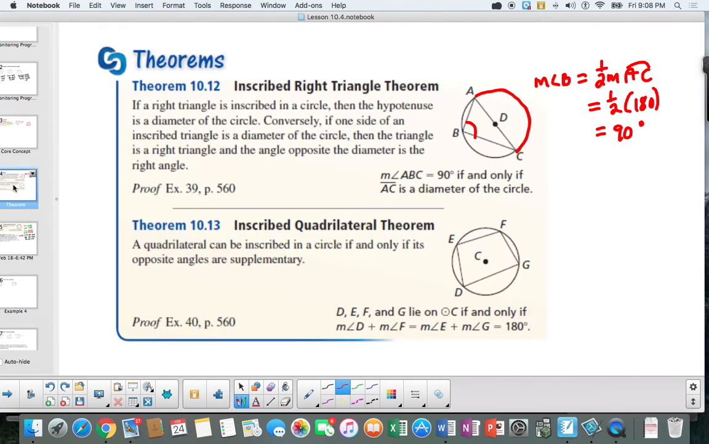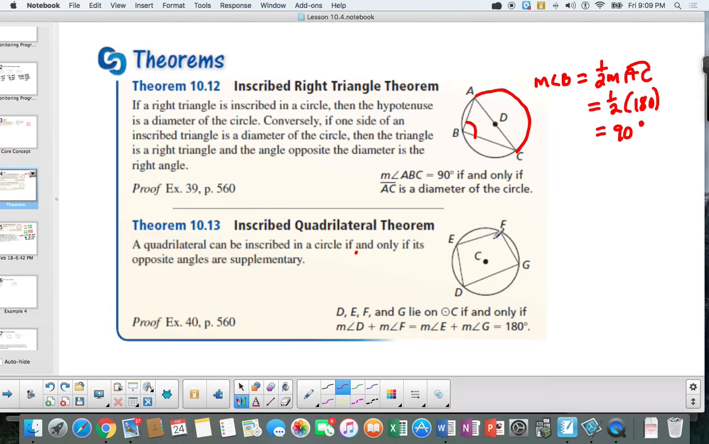Okay, now let's take a look at this triangle that's inscribed in the circle. One of the sides happens to be the diameter, so the hypotenuse is the diameter. That means this is the inscribed angle, this is the intercepted arc. Intercepted arc is 180. We're going to take half of 180 and we're going to get this to be 90 degrees. So whenever one of the sides of an inscribed triangle is a diameter, you know you're going to have a right angle here. Our next theorem talks about inscribed quadrilaterals.